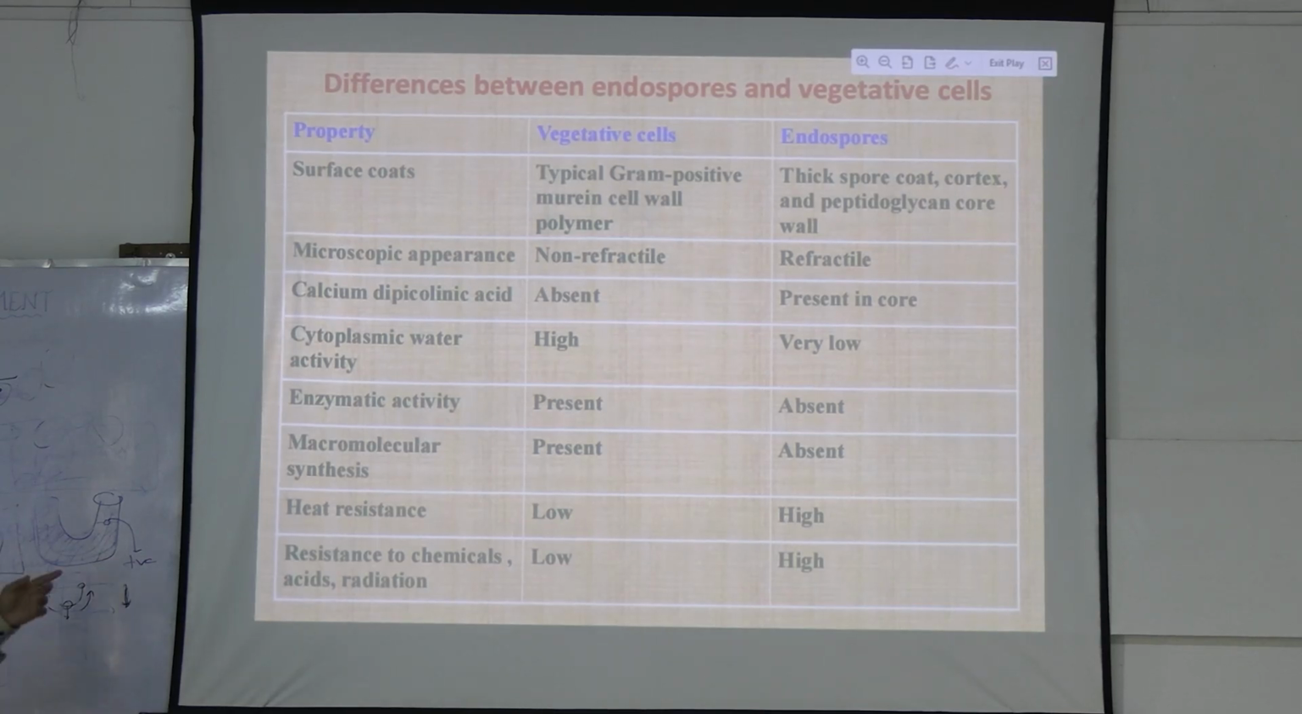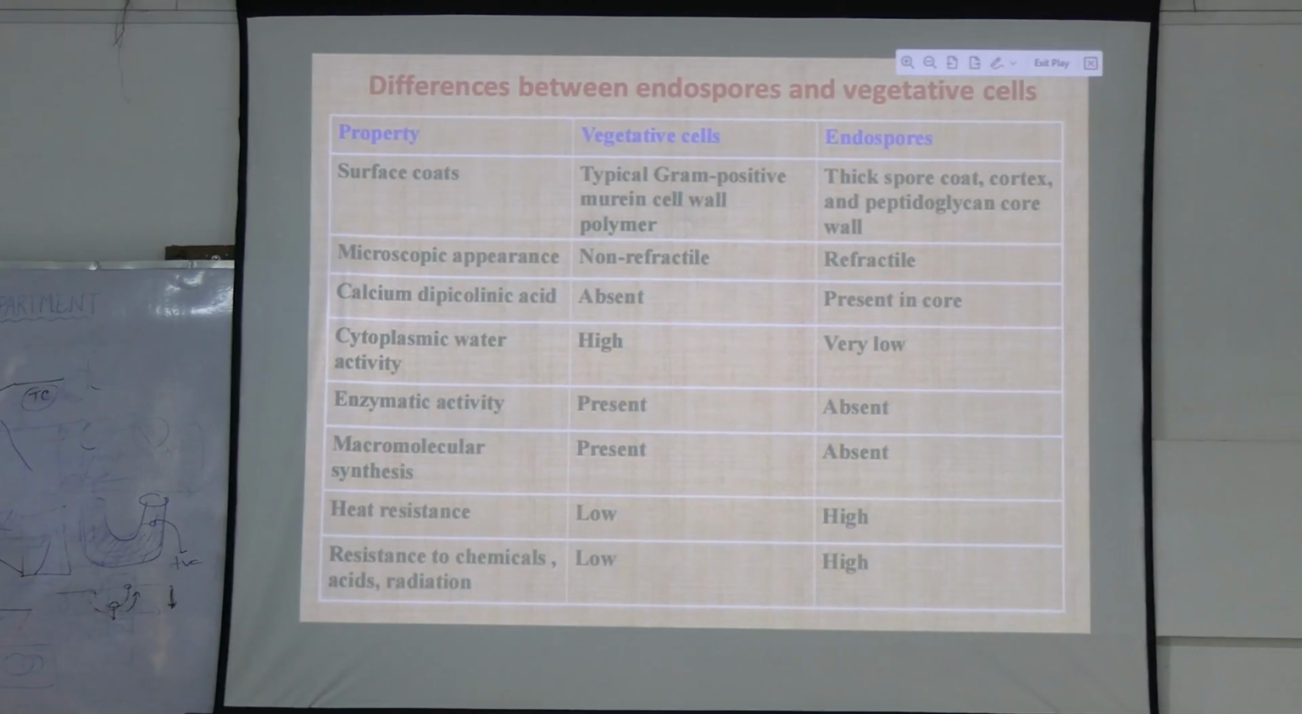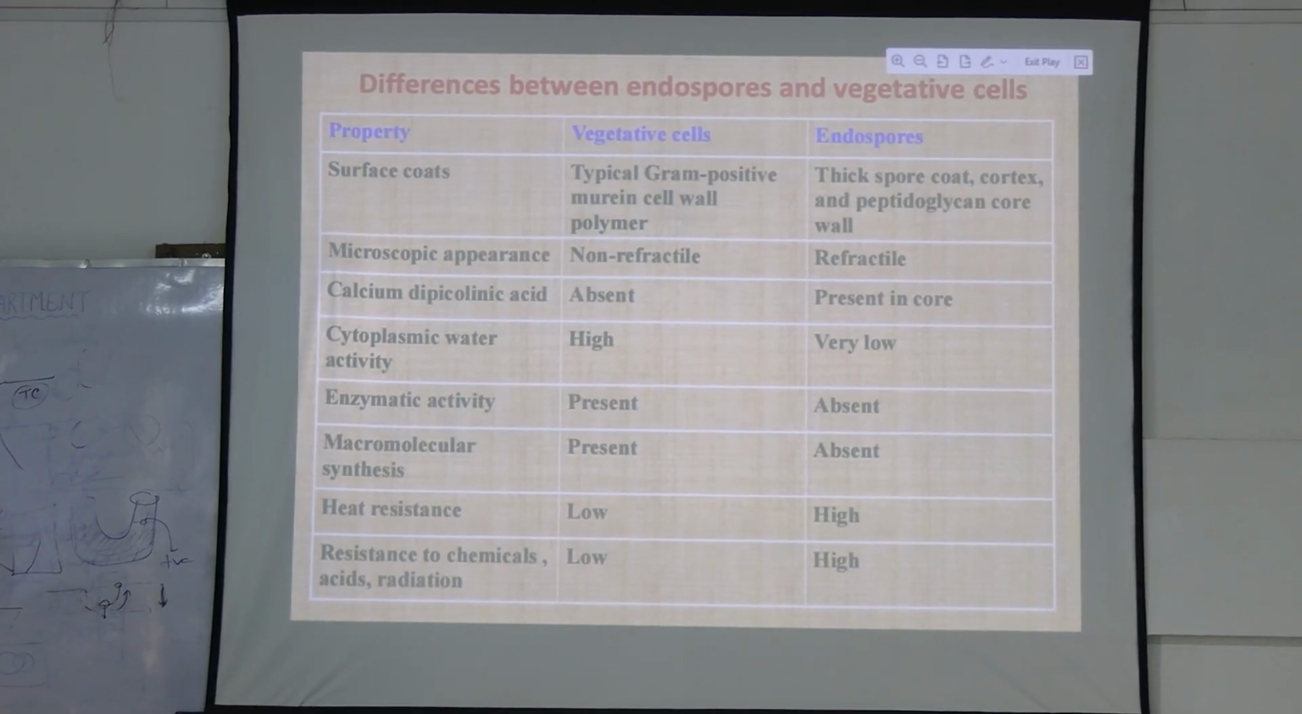Next is spores are highly resistant to heat and they have what is called as calcium dipicolinic acid that is not present in vegetative bacteria but is present in very high amounts in endospores. যখন স্পোর ফর্ম করে তখন এটা ফর্ম হয়, and this provides the protection. ঠিক আছে?